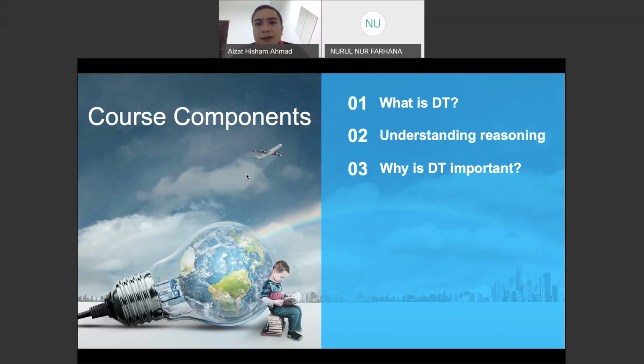and especially when we talk about the current happenings now with COVID-19. This is how we can actually see design thinking has been used or applied in order to solve issues or problems. Okay, so we will go through several examples as well.